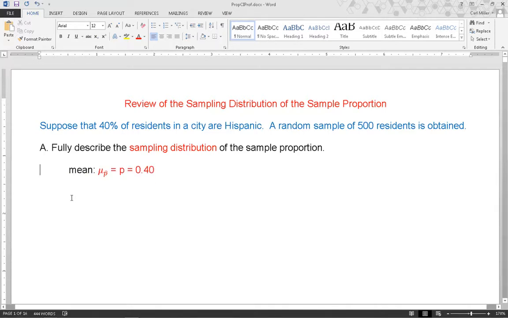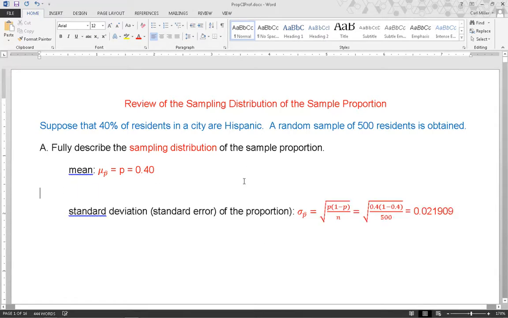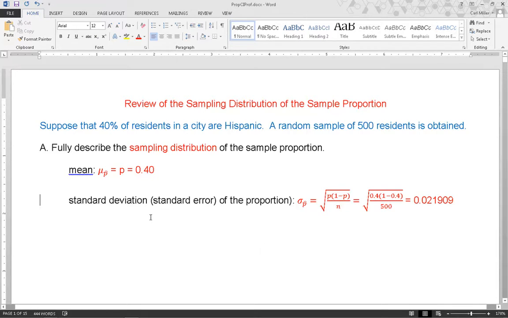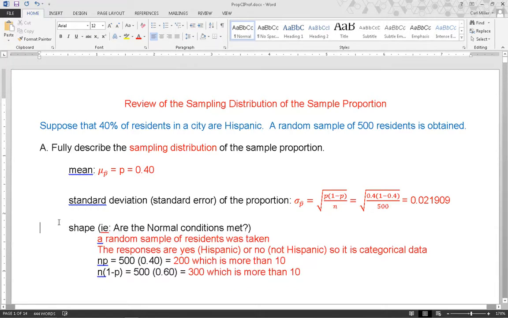So the mean is mu sub p hat, which is the value of the rate in the population, P, which in this case represents the 40%, which has a decimal of 0.4 for Hispanic. Now the standard deviation, or the standard error of the proportion, is sigma sub p hat, which is the square root of p times 1 minus p over n, which is the square root of 0.4 times 1 minus 0.4, or 0.6, divided by 500, which turns out to be 0.021909 when rounded.